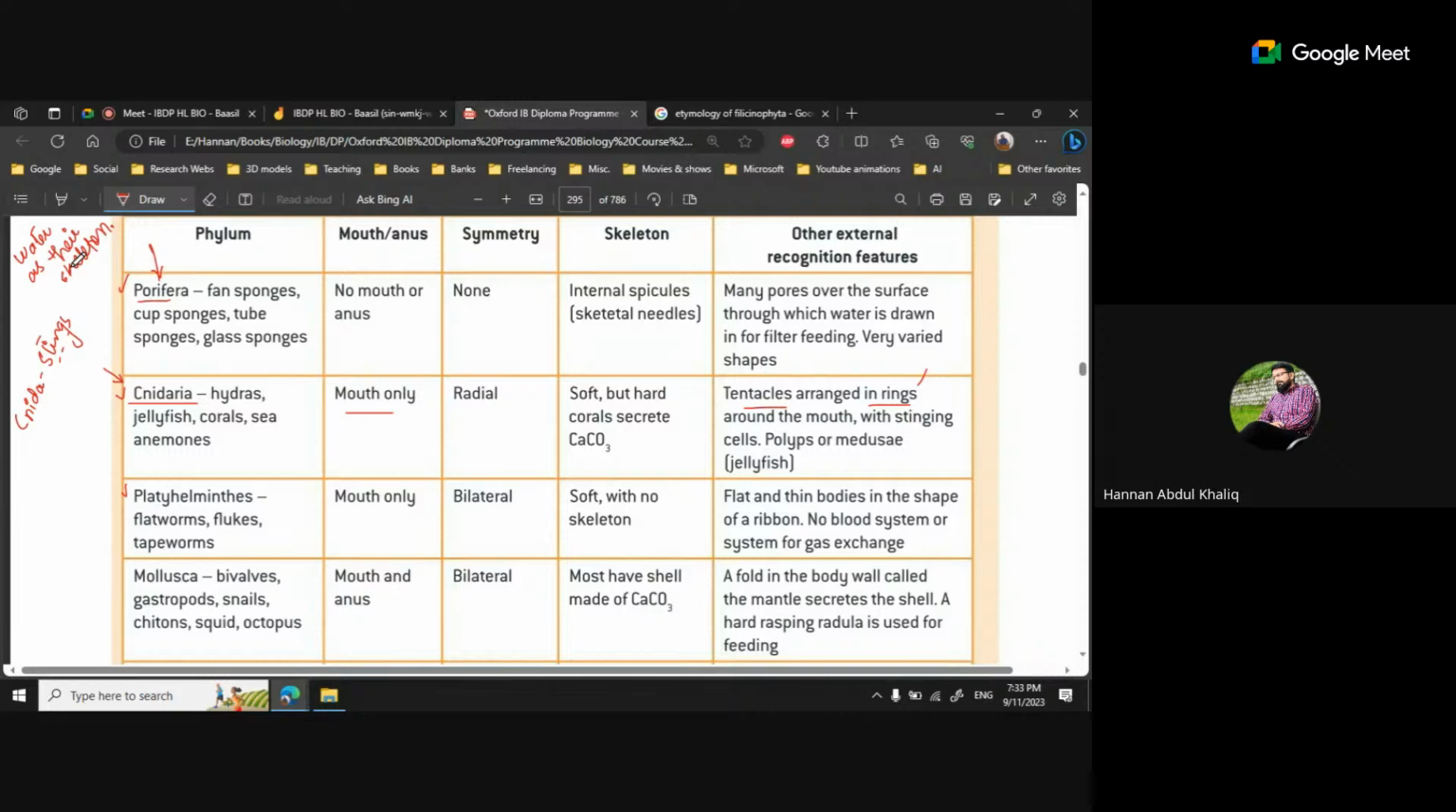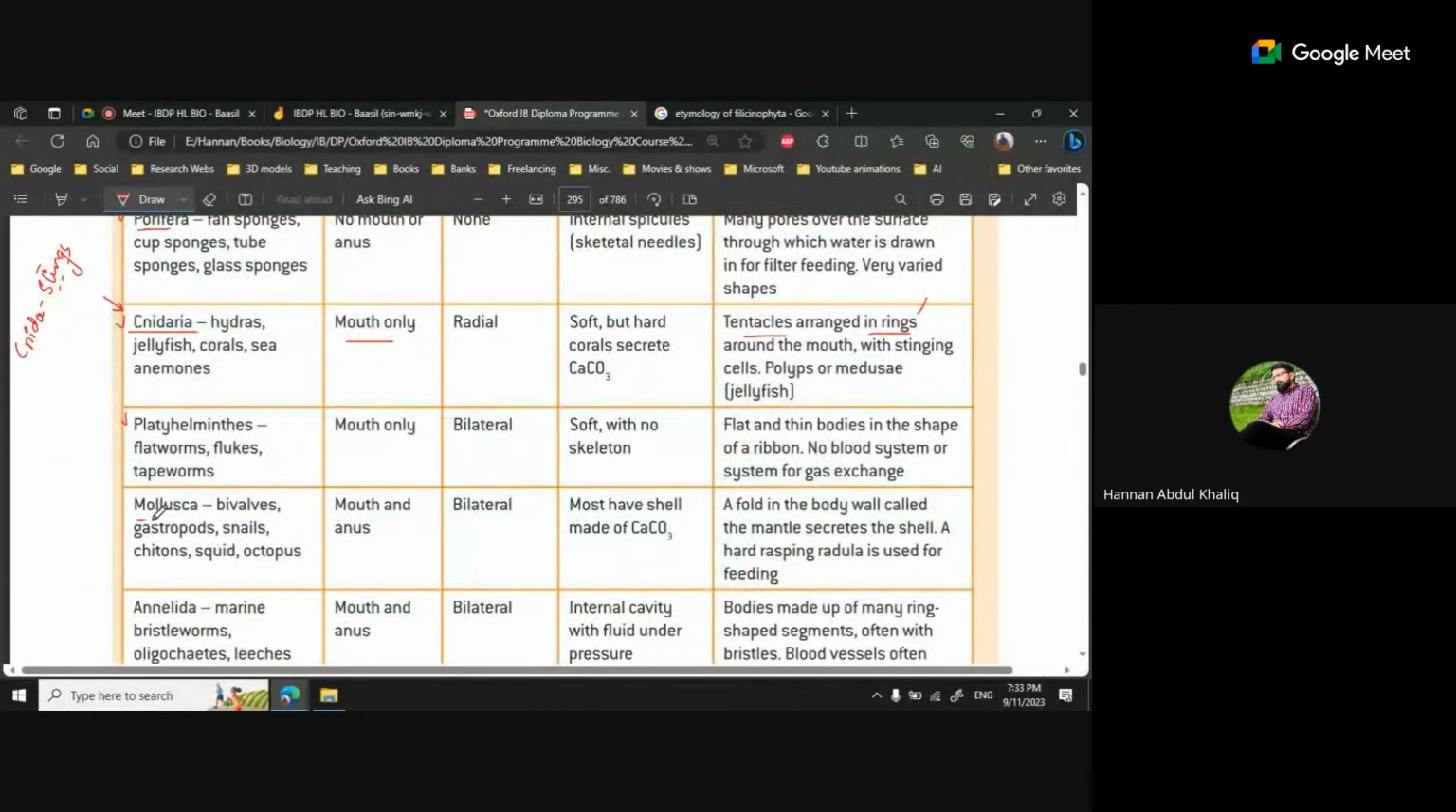So this is why they are water-based skeleton. Okay, mollusca. Mollusca basically, okay, no, platyhelminths. This is a particular word, and these are basically two words. Platy. Platy means flat. They are totally flat. What is the meaning of it?